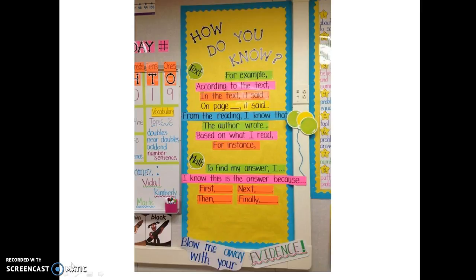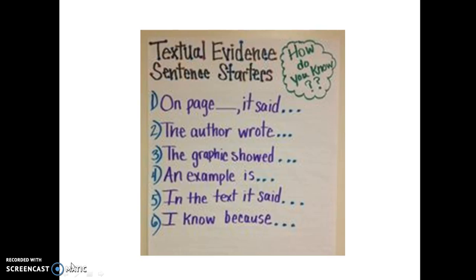So, for example, according to the text, in the text it said, on page blank it said, from the reading I know that, the author wrote, based on what I read, for instance, to find my answer, I know this is the answer because first, next, then, finally. So this is text and math. The text ones are obviously better than the math ones, but the math ones aren't that bad.